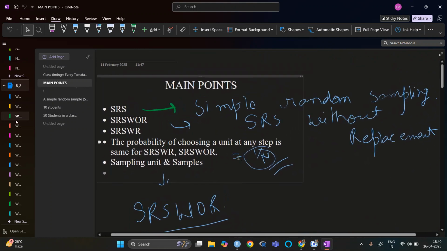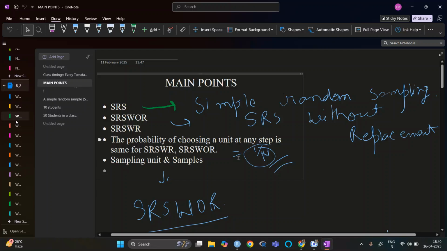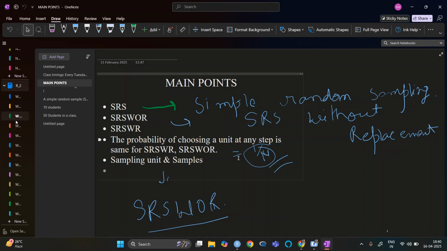Because these questions can be a bit confusing, you may think that once you have chosen one sample in SRSWR, with replacement, sorry, you have taken one sample, that time you have probability 1 by n. Again, when you are choosing one sample, you also have those n elements, so again the probability is 1 by n. So at any step, for with replacement it is very clear. But when you have without replacement, it sometimes happens that we wonder why it is 1 by n all the time.